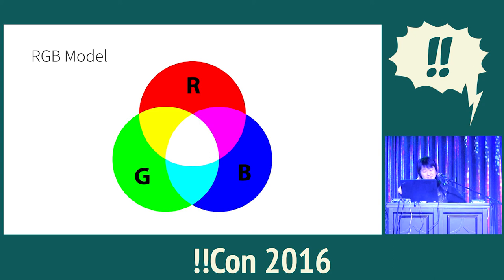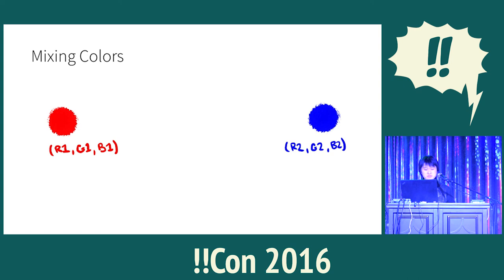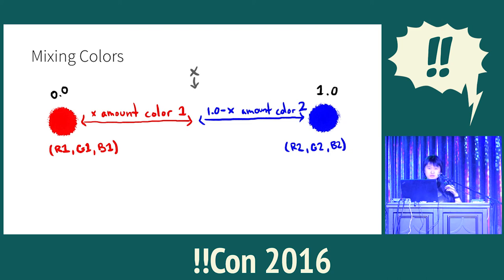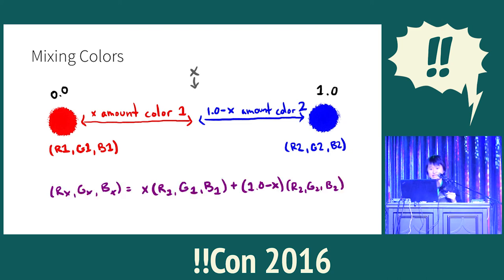And it's not the most intuitive thing in the world. Like, red and green mixed together gives you yellow, red and blue gives you magenta, and green and blue gives you cyan. And so the way you mix colors together in an RGB representation is usually through linear interpolation, which you can think of as putting the two colors at the ends of a line. So here we have red and blue, and red here is at position 0, and blue is at position 1. So if you wanted to get any mixture of them at position x somewhere between 0 and 1, you multiply x by the RGB values of the first color, and then 1 minus x times the RGB values of the second color to get the blend of those two colors at that position.